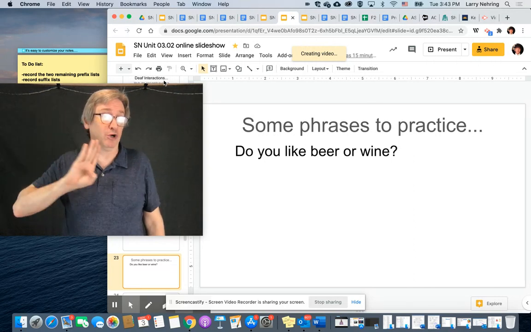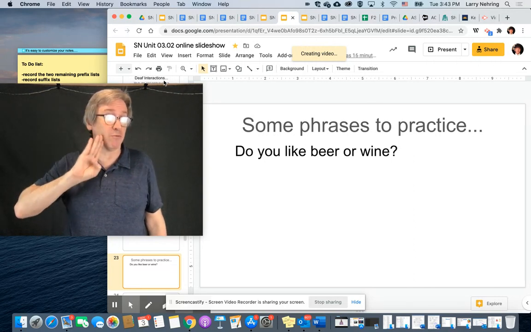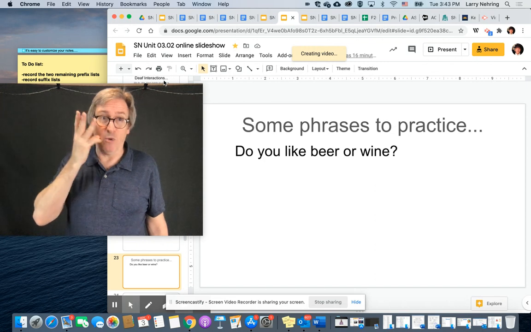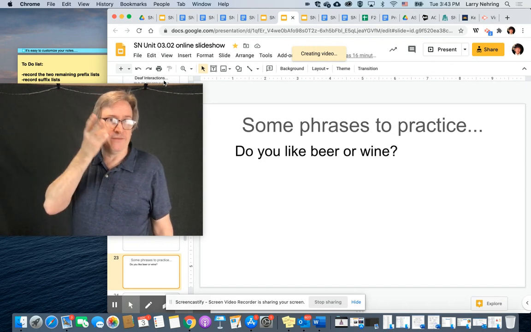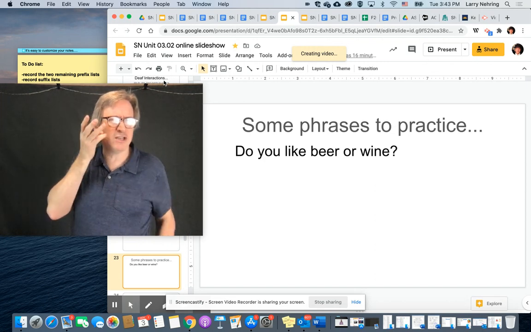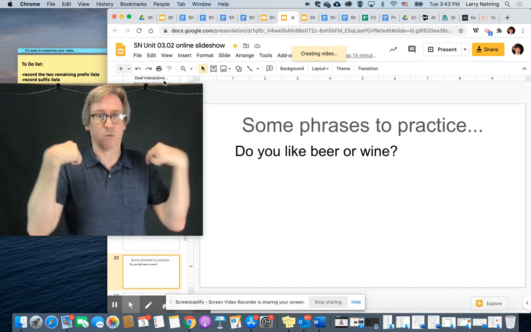Beer and wine. Beer, it's brown, but it repeats. Beer. And wine is a circle at the cheek. And it goes forward, over and forward. Wine.